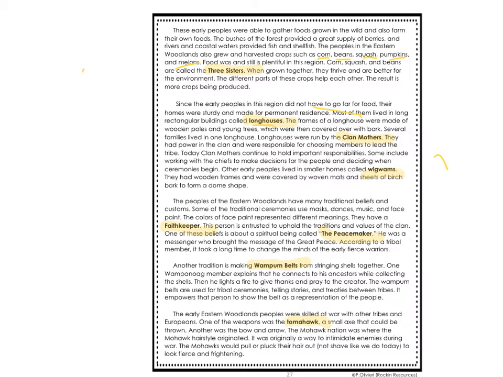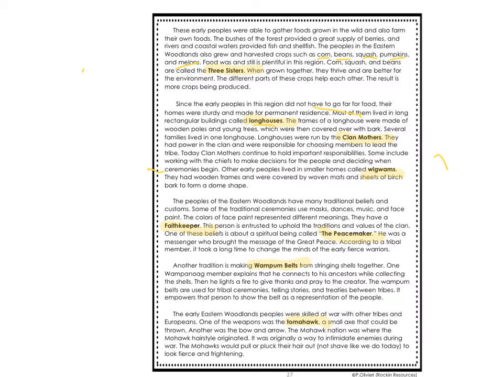Longhouses were run by the clan mothers. They had power in the clan and were responsible for choosing members to lead the tribe. Today, clan mothers continue to hold important responsibilities. Some include working with the chiefs to make decisions for the people and deciding when ceremonies begin.